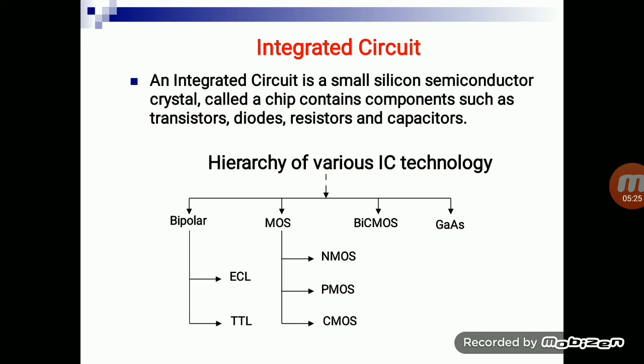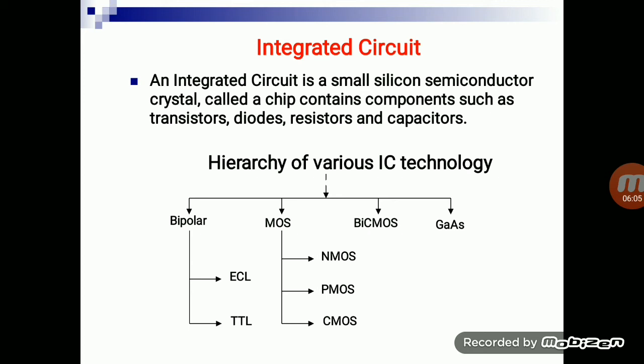Now let us look at the different technologies used in IC manufacturing. Four different technologies are used: bipolar technology, MOS technology, BiCMOS technology, and gallium arsenide technology. In olden days we used bipolar technologies, which are divided into two categories: ECL, emitter coupled logic, and TTL, transistor to transistor logic. These are the different logics using bipolar technology. Bipolar means conduction by both majority carriers and minority carriers.